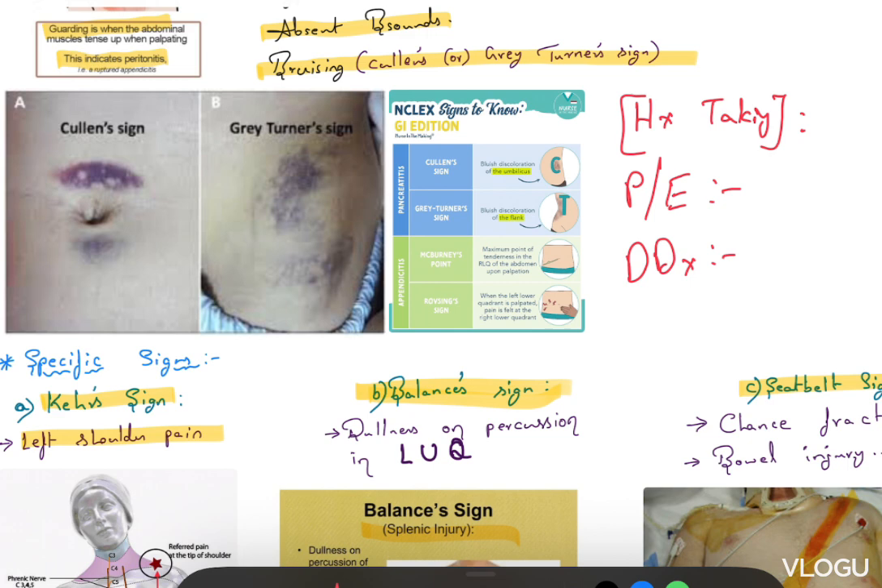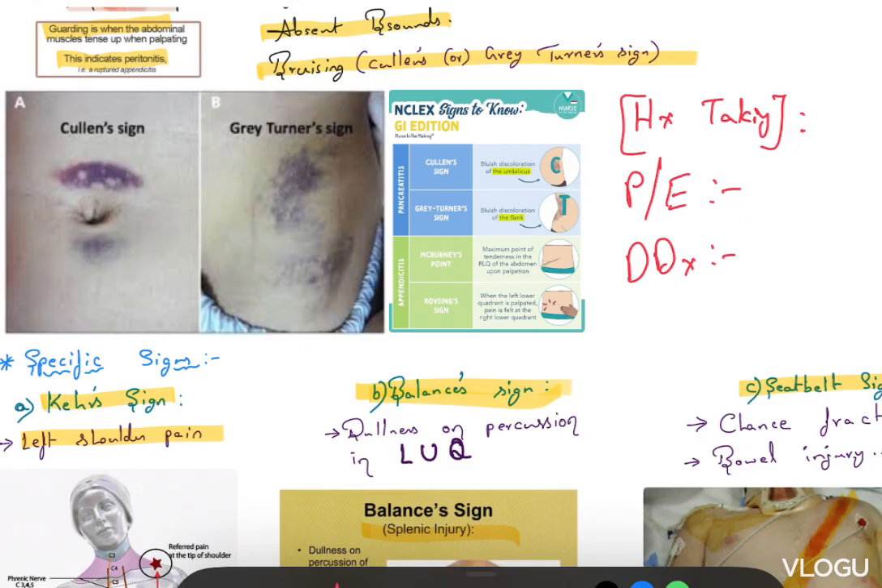If the patient gets back pain after a traumatic incident, we have to suspect pancreatic injury. If the patient gets blood in urine, like hematuria, you have to suspect renal injury. If the patient gets delayed shock, then you have to suspect mesenteric injury. If you are seeing flank ecchymosis, it means retroperitoneal hematoma.